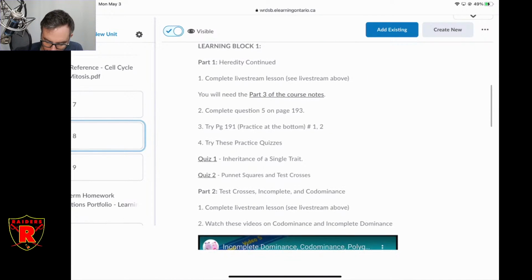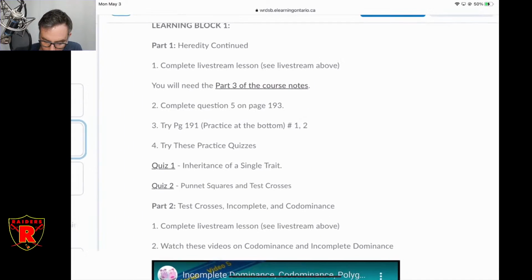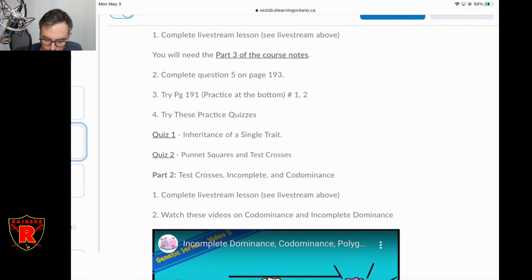Just be aware when we're done, I'm going to get you guys to be working on question 5 on page 193. There's some practice questions that go through the solutions with you. That's on page 191, numbers 1 and 2. You should try those. Those are practice genetics problem solving questions. We're going to do this after the lesson is over, and I'm just letting you know where we're headed here.